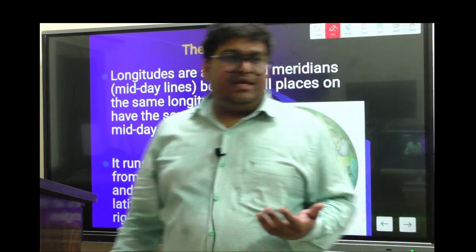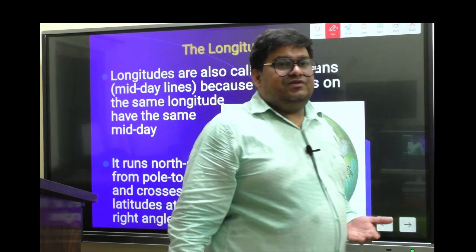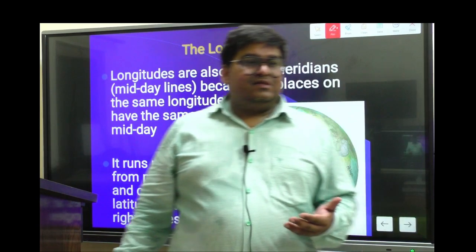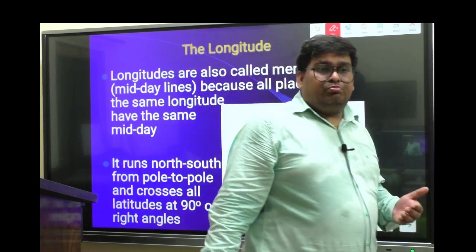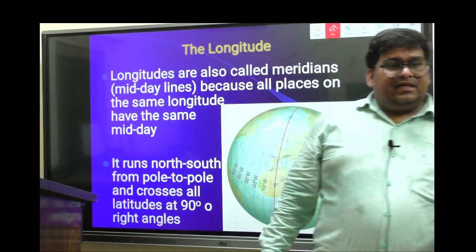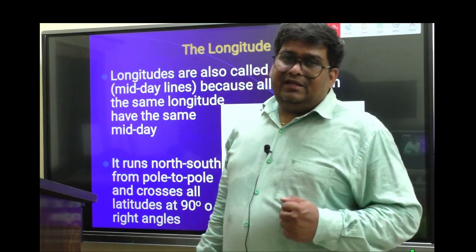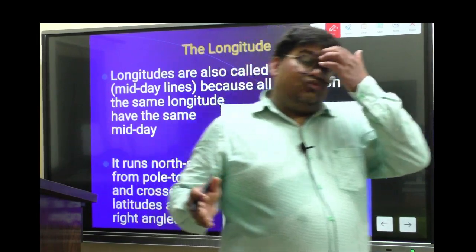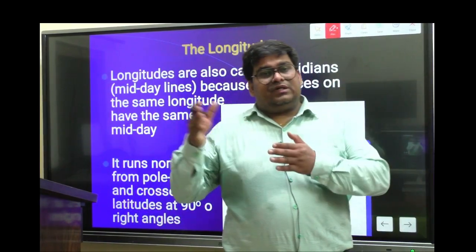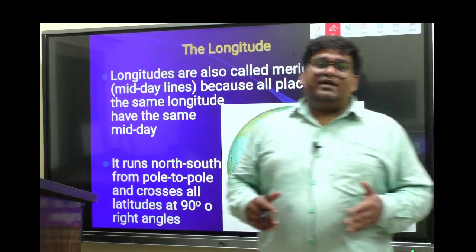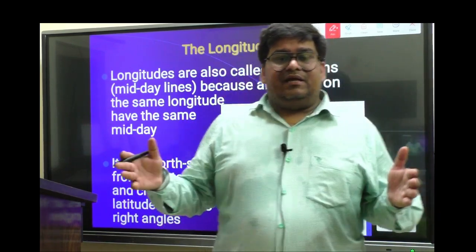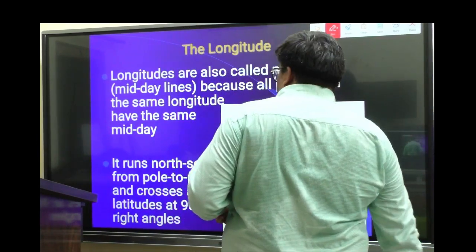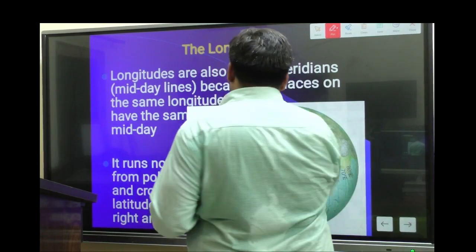So I would say that they are again imaginary lines that run from the North Pole to the South Pole. They are semicircles that run from pole to pole, and they cross all the latitudes at a 90 degree right angle. We calculate them in terms of degrees to the east and the west of the prime meridian. Again, it can divide the earth into two equal parts. All right, next.